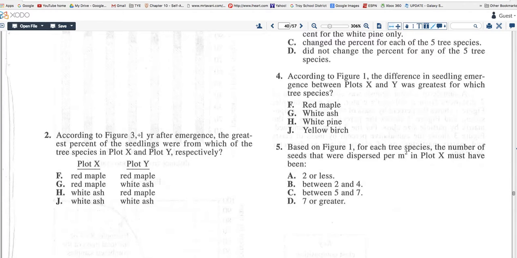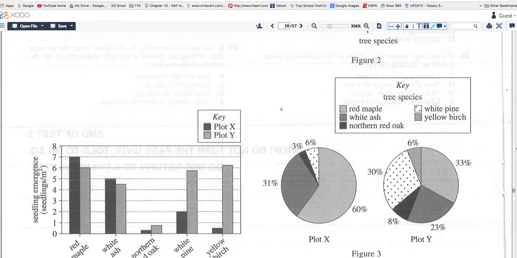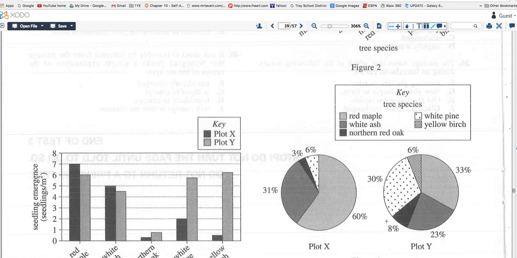Alright, number 2. Whenever you see figures, studies, experiments, always underline them because that tells you where your answer is going to be found. According to figure 3, 1 year after emergence, the greatest, and always look for mathematical terms like that, greatest, least, 0, difference. The greatest percent of seedlings were from which of the following tree species in plot X and Y? So, go to figure 3. I'm looking for the greatest. So, what is that? That's 60% and that's 33%.